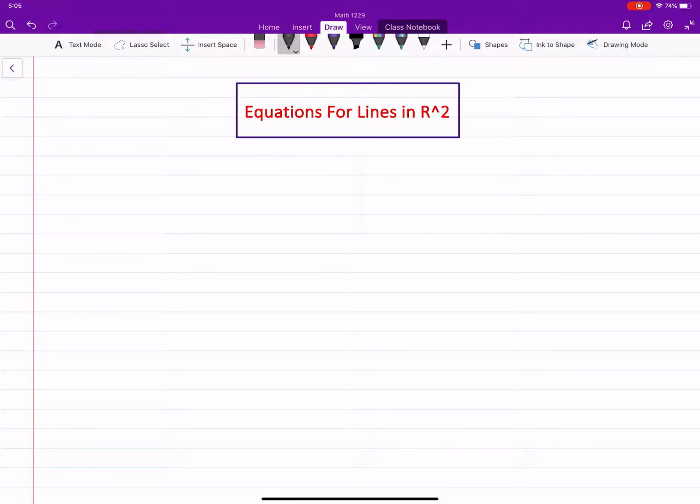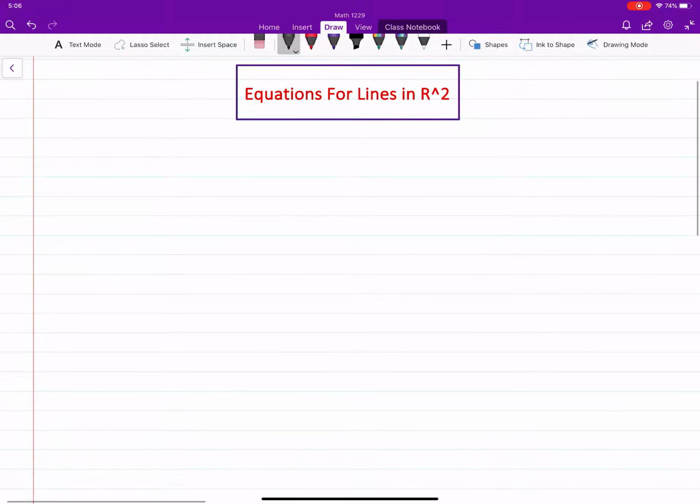Hi, in this video we will learn about how to write an equation for a line in R2. So far we have learned about equations for lines and planes in R3, and we have seen that you need different kinds of information and there is a list of forms that you can write equations in. Kind of a similar story is true for lines in R2, but you will see very soon that there are more possibilities, more forms for equations in R2.